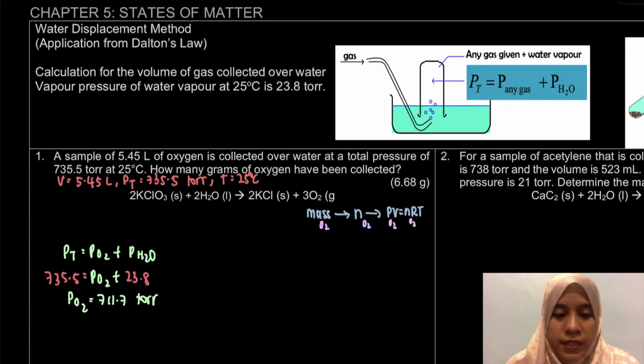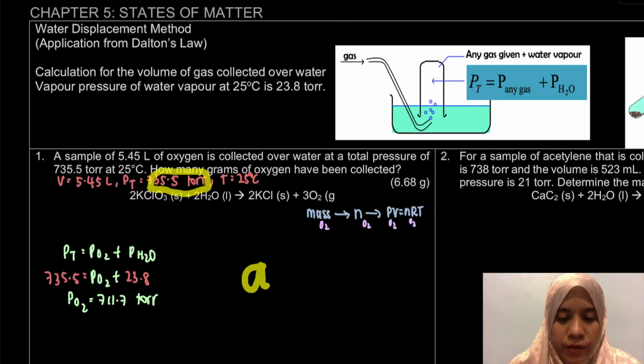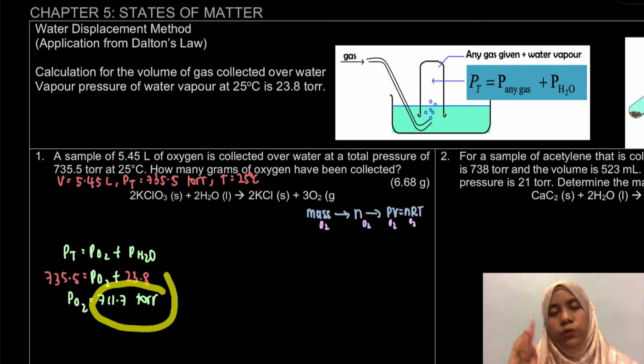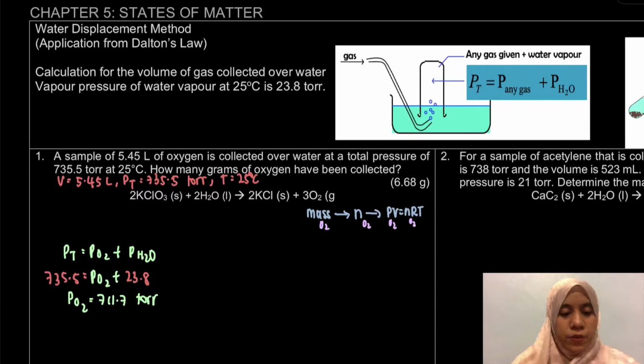So, kenapa dekat sini I didn't change my pressure into ATM yet? Sebab dekat sini kan pressure of water tu is given in torr kan? So, sekarang ni Miss guna sahaja in torr dahulu. Okay. Tapi this is only our pressure. So, kita baru tahu pressure kita sahaja.